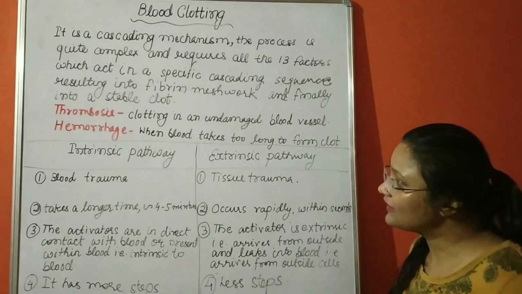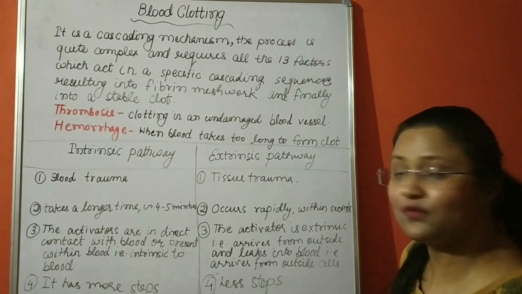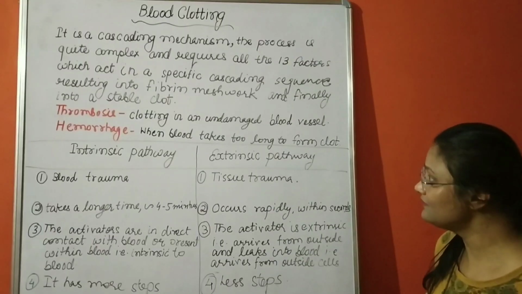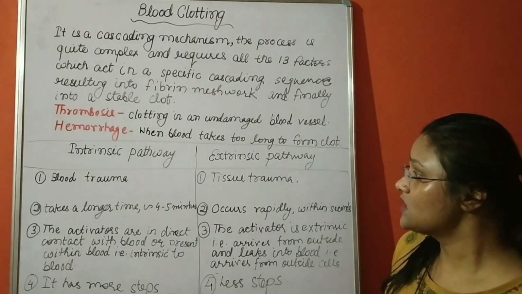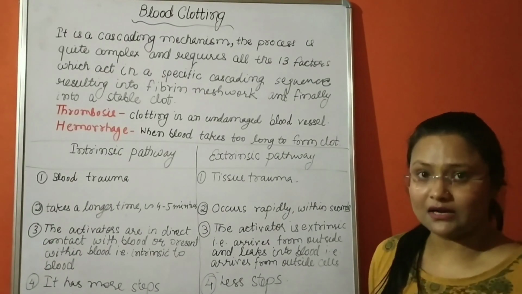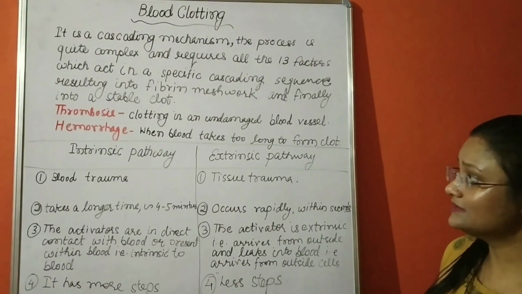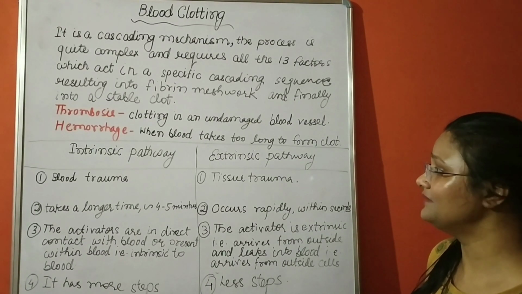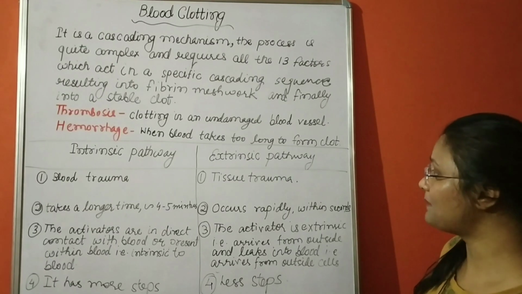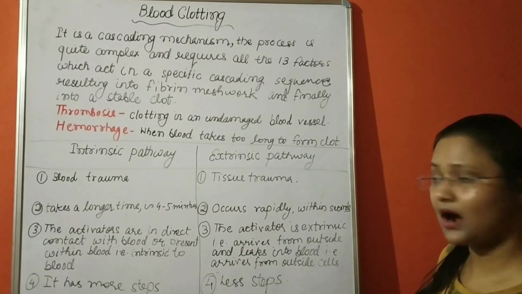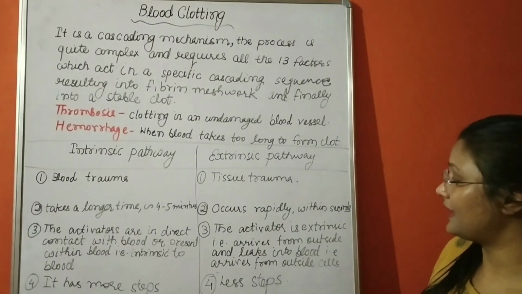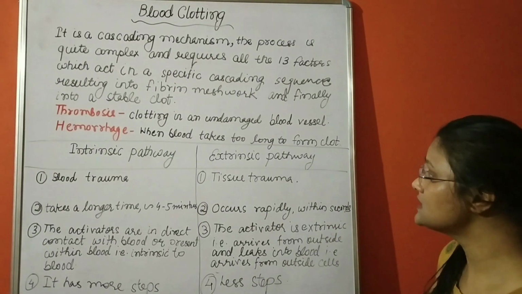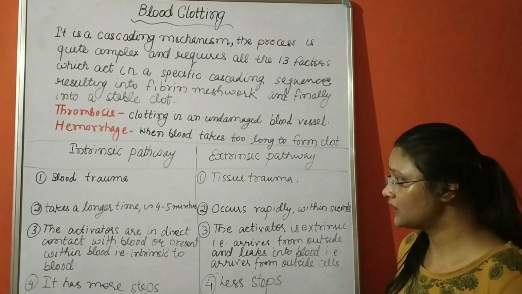Now there are two pathways of blood clotting. The first one is intrinsic pathway and the second one is extrinsic pathway. When there is a trauma in the blood, then intrinsic pathway is activated, and extrinsic pathway is activated when tissue trauma occurs, like a very severe kind of trauma. At that time extrinsic pathway comes into picture.